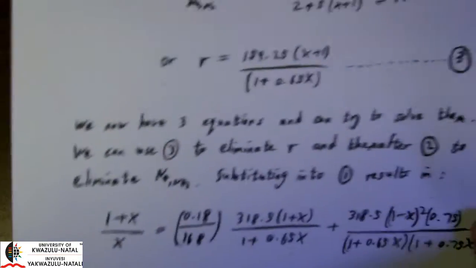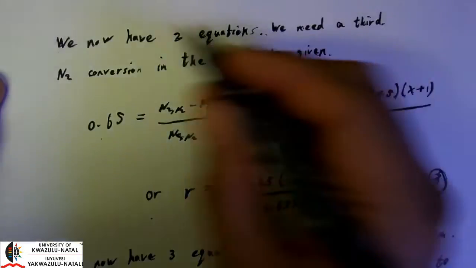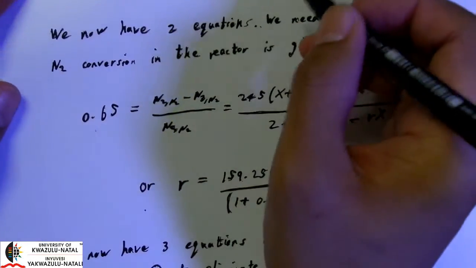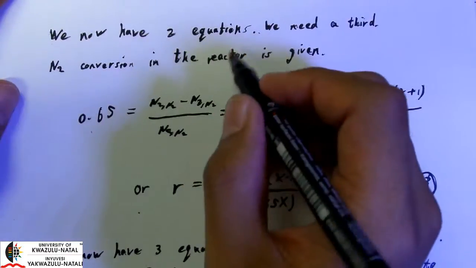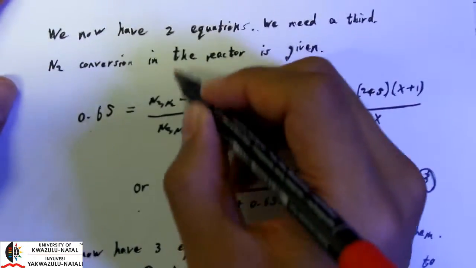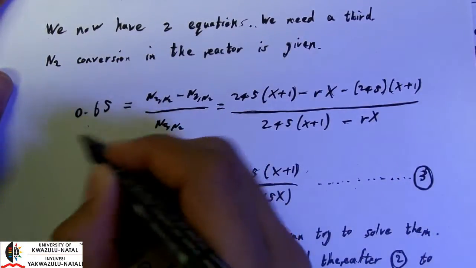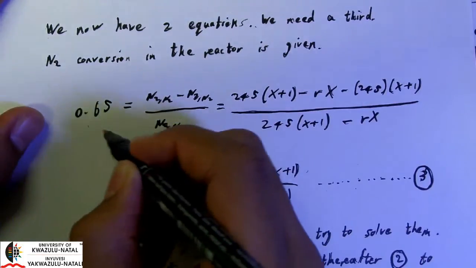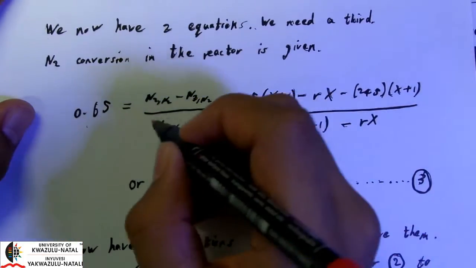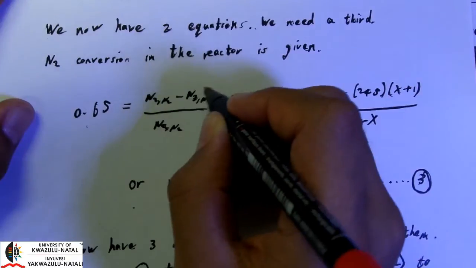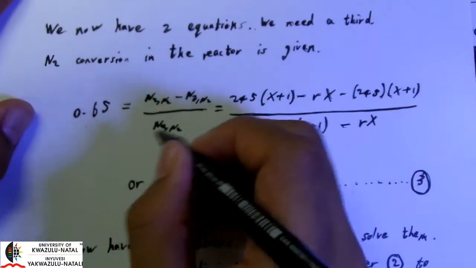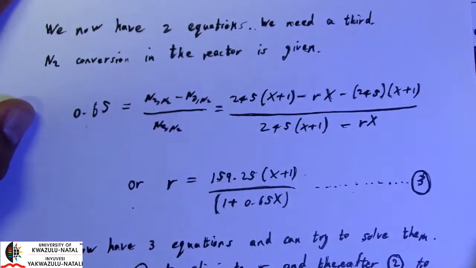So we need a third equation. But now we've already expressed all of our streams. The final subsidiary relation that we didn't make use of as yet is the conversion. We have been given 65% conversion, and that's equal to N2 of nitrogen minus N3 of nitrogen divided by N2 of nitrogen.